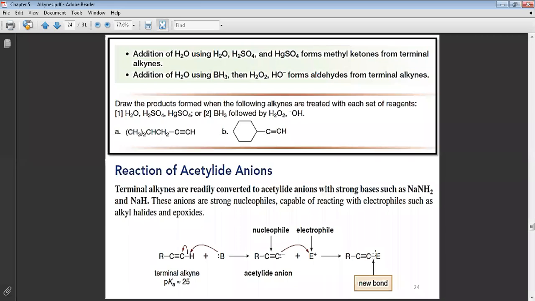We have a new bond here. That means your molecular structure or molecular weight will increase. For example, the molecular weight is 100, but finally it will be 120. That means the molecular weight increases, meaning the size of the structure increases. We have a new carbon-carbon bond.